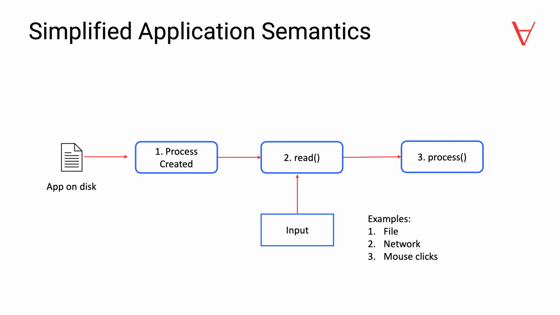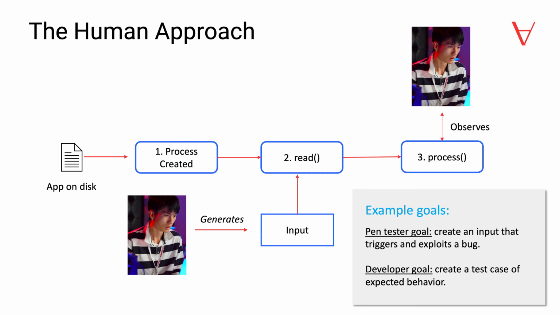Now, the reason I like this view is because when you think about testing in general, what a tester does is they come up with an input and then they observe how it's processed, and often will look for, for example, correctness, for invariance. Now, if you're a pen tester, you're trying to create an input that violates an invariant and triggers or exploits the bug. Well, if you're a developer, typically you're trying to create a set of inputs, and then what you observe or test for is that you're getting expected behavior.